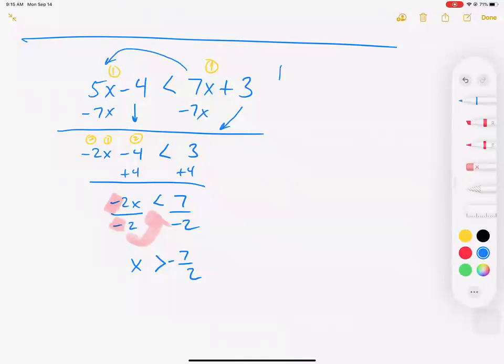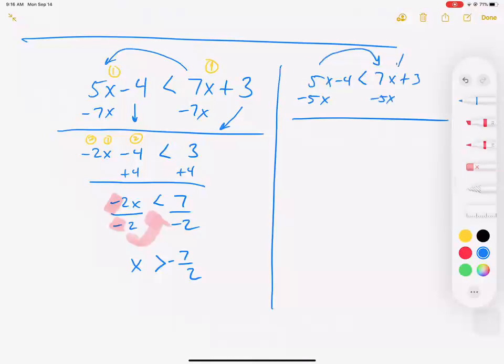So let's do the same problem. 5x minus 4 is less than 7x plus 3. And this time, I want to move the 5x over to the right. My general way of doing these problems is decide which side has more x's and move everyone to that side. Which of your friends has more fun stuff at their house? Go to their house. Don't stay at your house. It's boring. Minus 5x to both sides.